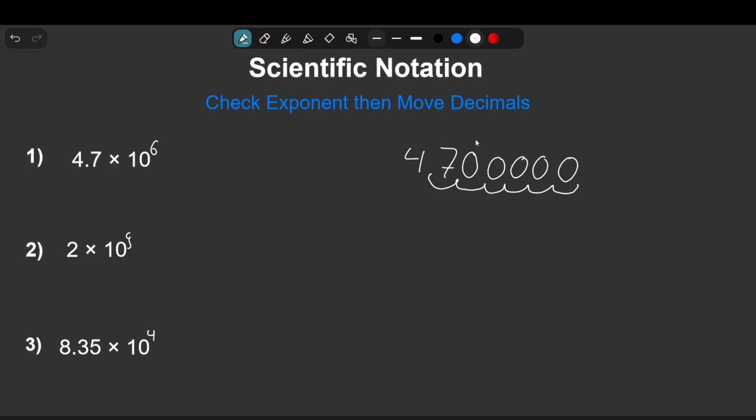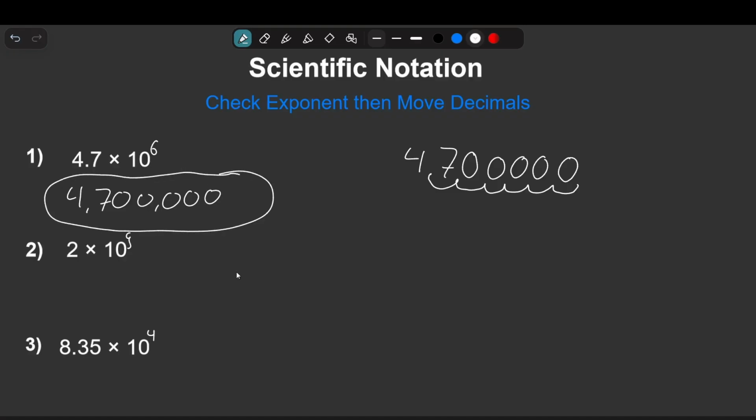Now all you have left to do is rewrite this problem with the decimal in the correct spot. So our final answer will be 4,700,000, like this. And this will be our final answer, 4,700,000. Let me make this a bit neater, so you guys can understand.